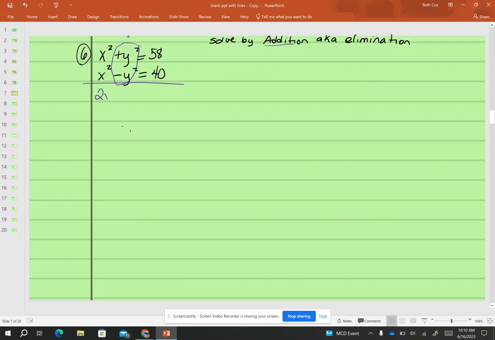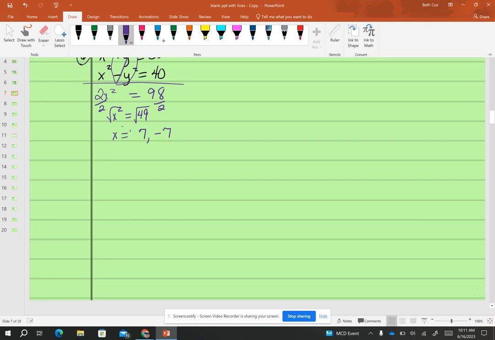I'm going to get a 2x squared. That makes 0. Equals 98. And now I'm going to just solve for x. Divide both sides by 2. I get x squared is equal to 49. Then I will radical both sides, and x is equal to 7 and negative 7. Okay, so now I've got to figure out what y is. So I'm going to plug these two numbers back into one of the originals. It does not matter which one you plug them into, but let's plug those back in.